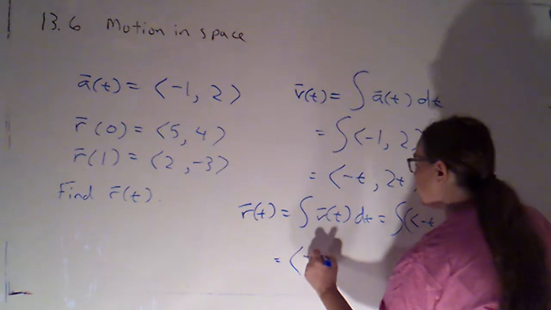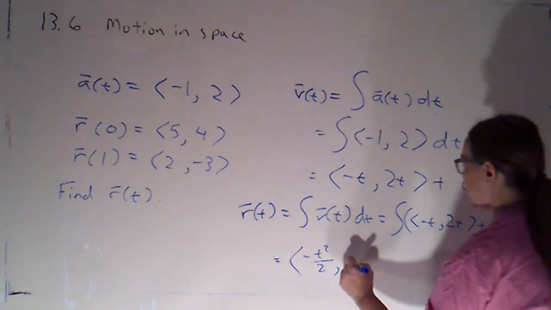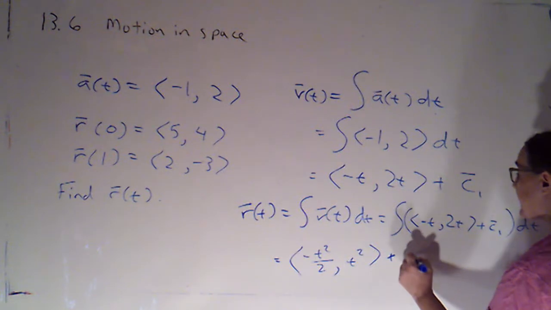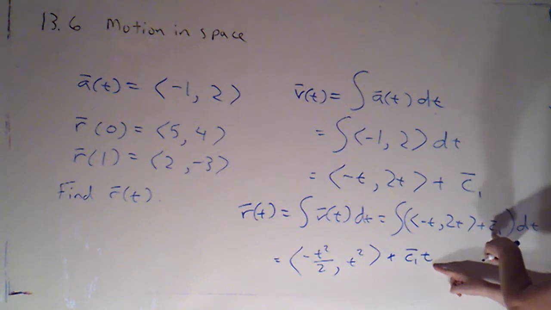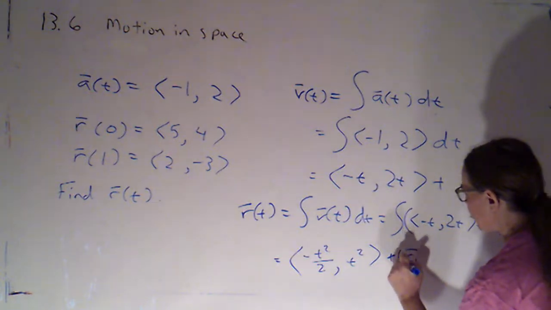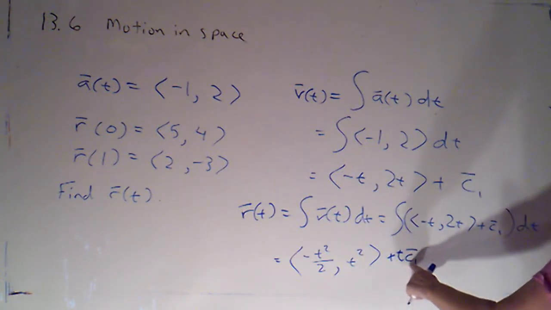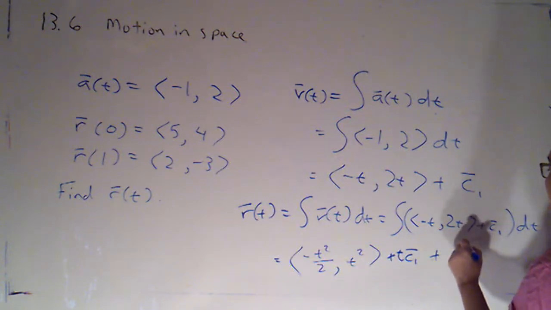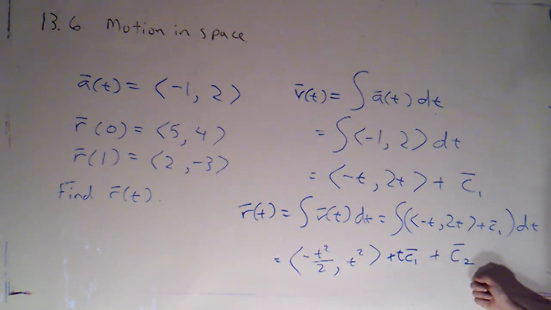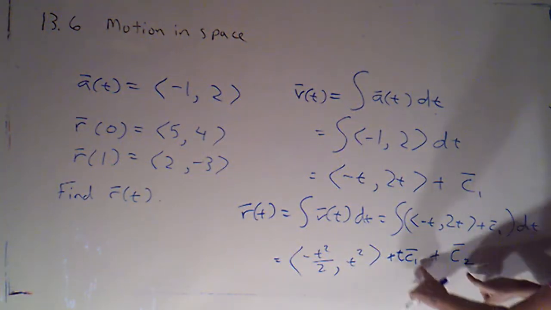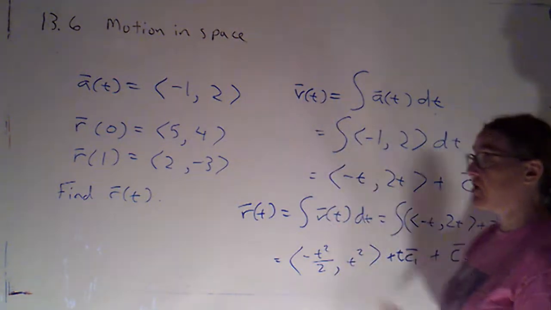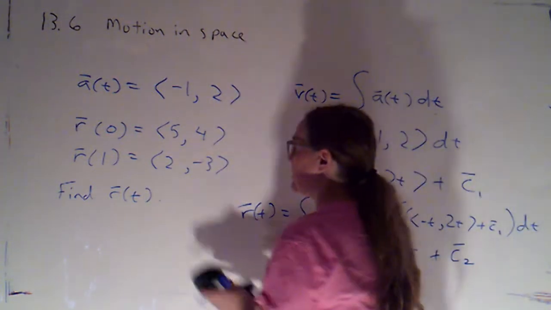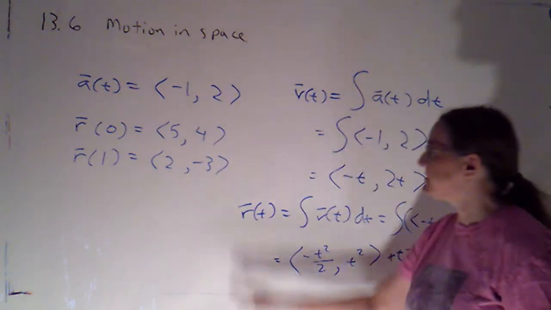So let's see what we get. We're going to have ⟨-t squared over 2, t squared⟩ plus c1 times t, because when you integrate a constant, you get that constant times t. Actually, let's write the t first, because that's essentially a scalar by which we're scaling this vector. And then plus c2, a second constant. So there are two constants of integration that I'm solving for. And again, that's why I needed two initial conditions. So now we can use our initial conditions to try to solve for those constants.